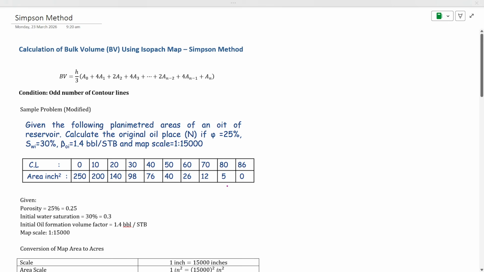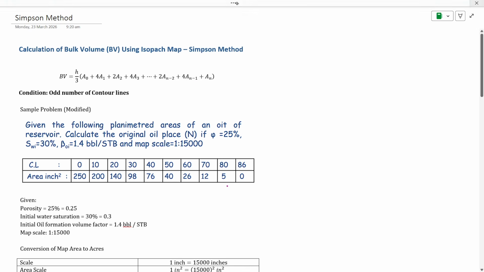Today is the continuation of our discussion about calculating bulk volume of a reservoir using isopach maps. This time, the method that we will use is the Simpson method. Here is the formula. This is the formula that we will use to calculate.